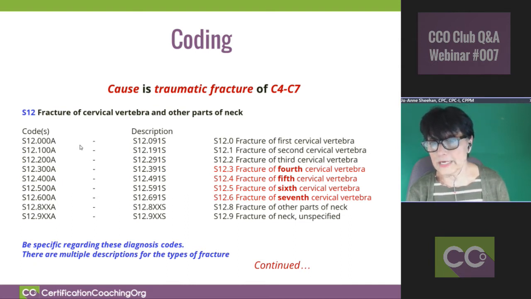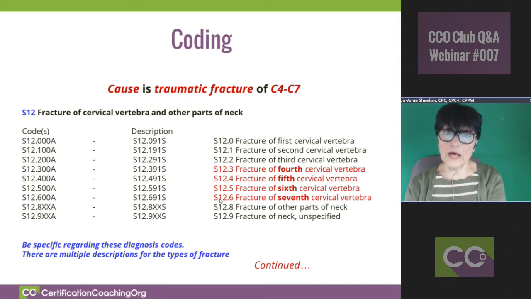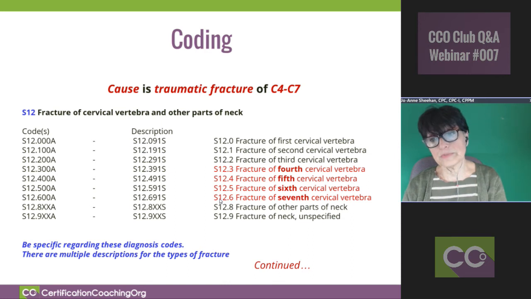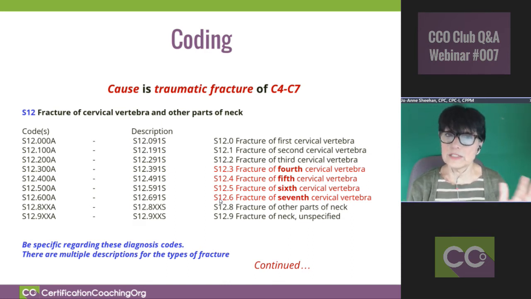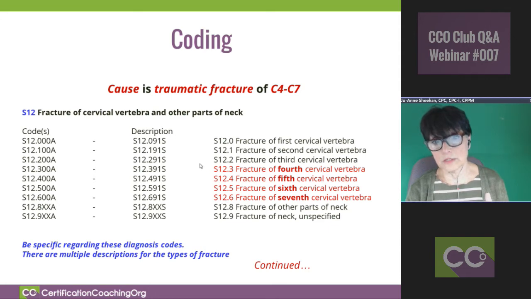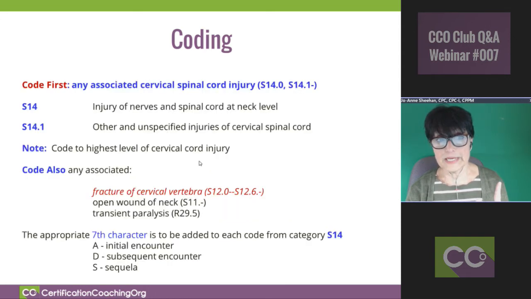So here we know that we're talking about 4, 5, 6, and 7 for the cervical vertebra for the fractures. So these are the areas of the code that we would be using to tell you that it was fracture of those cervical vertebra. And then the other areas, the character spaces, would be filled in based on the type of fracture. And if it was an initial visit, which we know it's not, it's more of a sequela. So that is what would be coded. But let's move forward here.